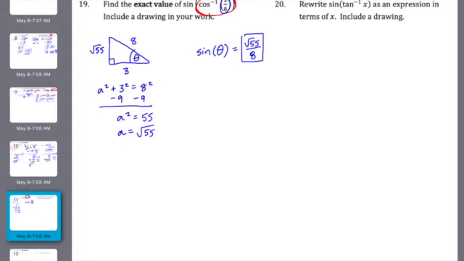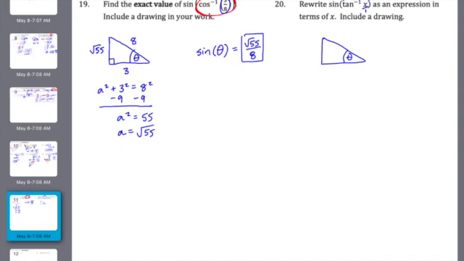Okay, 20 is kind of along the same lines, but it's a little more complicated because now we just have tangent inverse of x right here. So it's not just going to be a number. So the first thing I'm going to do is put this x over 1. So I'm going to just, again, draw a generic right triangle here and say that this is theta. So theta is this given information inside the parentheses here.